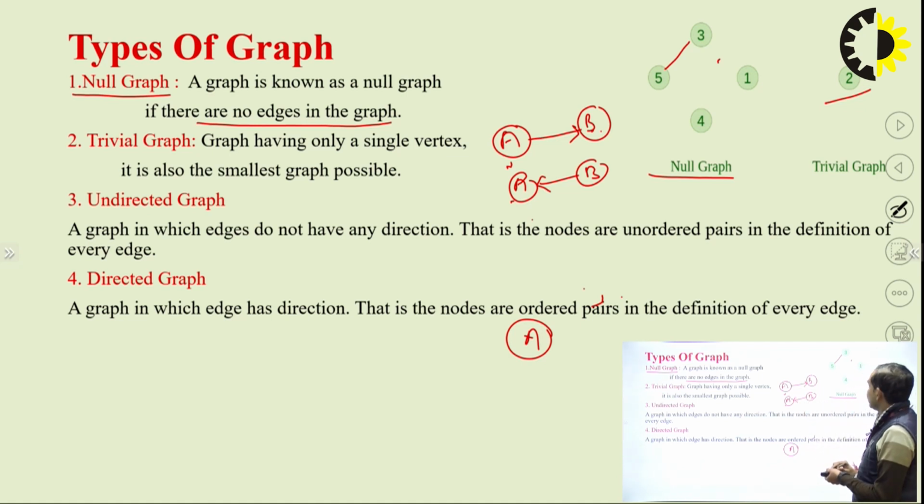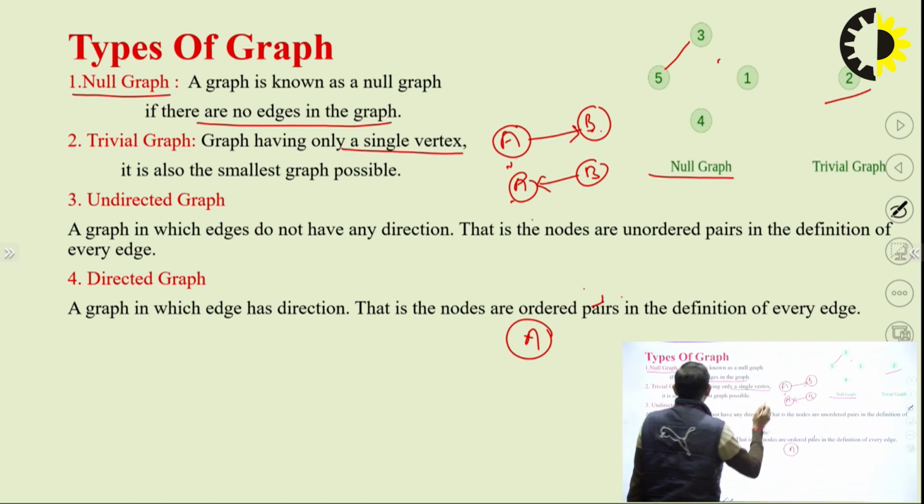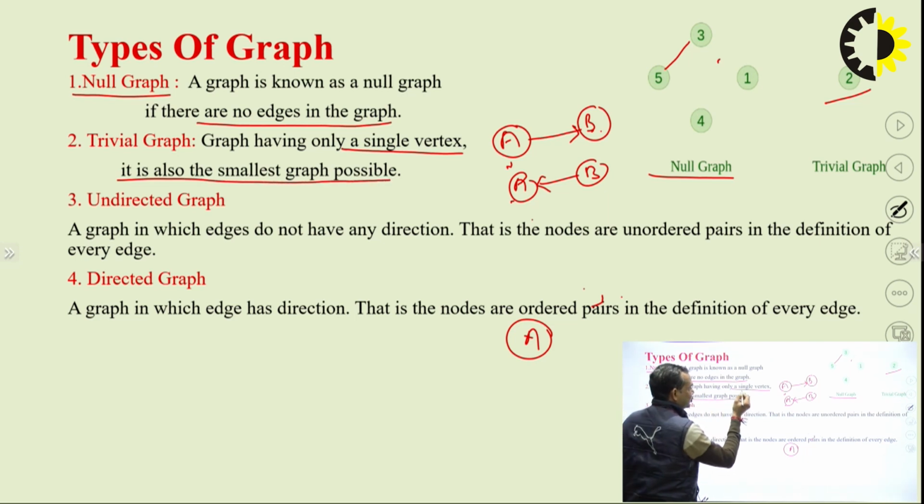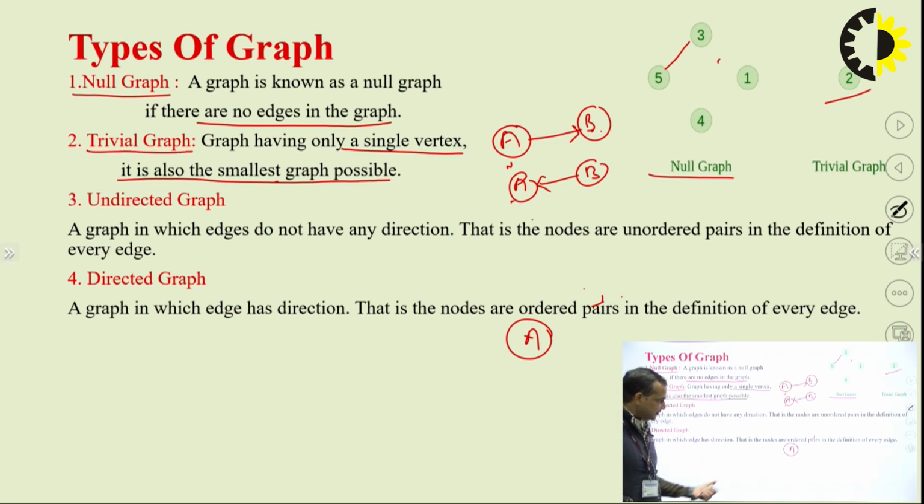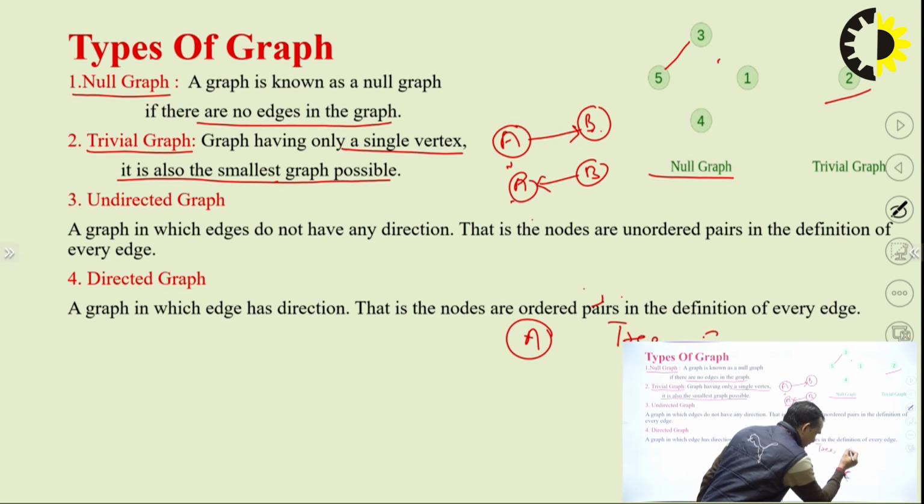When we are talking about a single vertex graph, it is also known as the smallest possible graph, or that is known as the trivial graph. If I am saying here, this is a tree. As we discussed earlier, what is a tree?